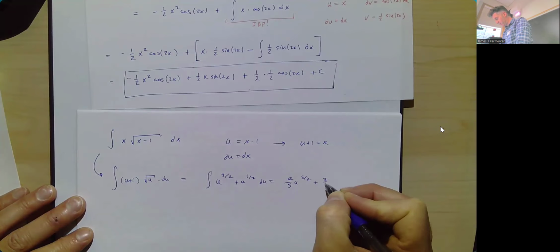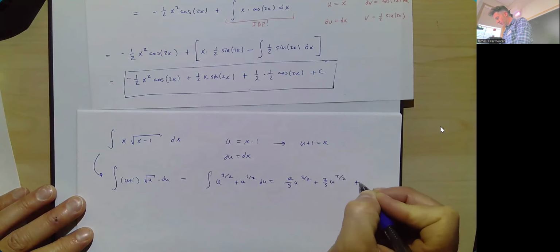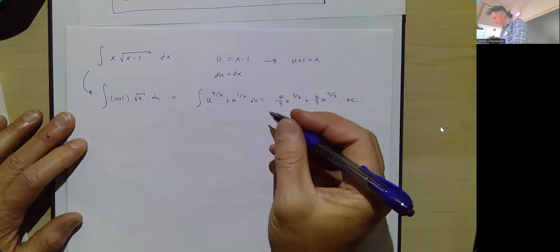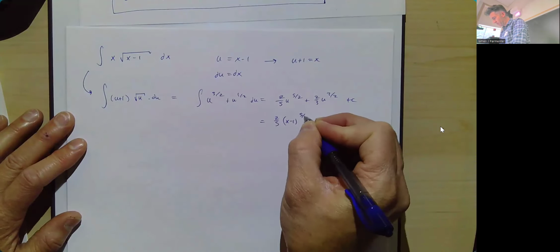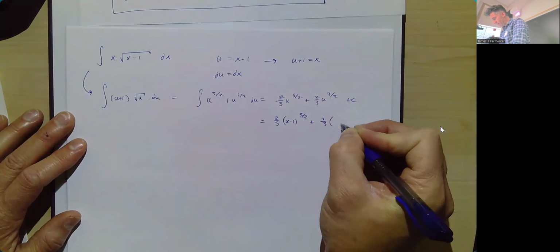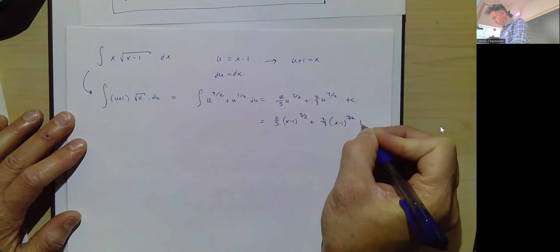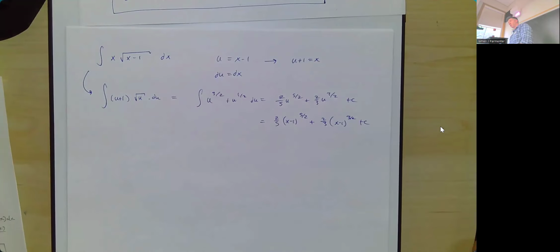Plus 2/3 u to the 3/2 plus c, and then plug back in what your x is, to end up getting 2/5 times (x minus 1) to the 5/2 plus 2/3 times (x minus 1) to the 3/2 plus c. And that should be the end of the story.